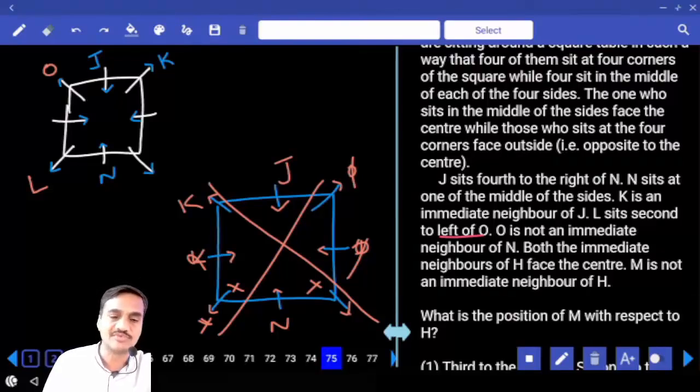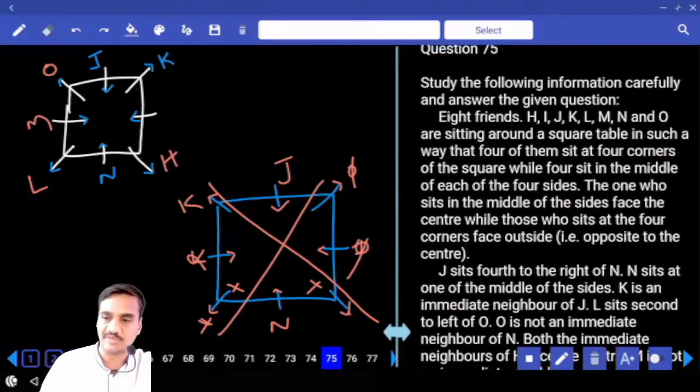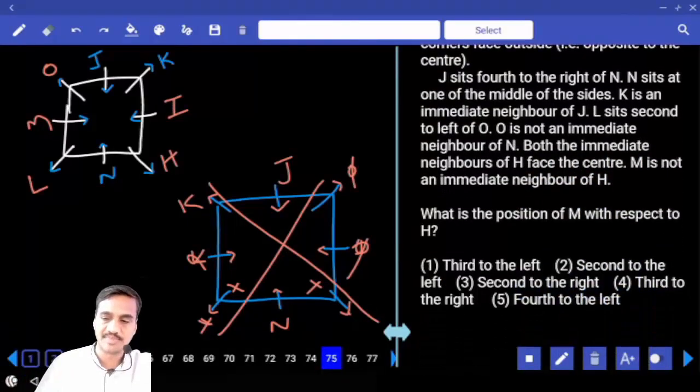Both the immediate neighbors of H is facing the center. Immediate neighbors of H is facing the center means H must be at the corner. Corner lo manaku khali undi ani cheppani, H is at the corner. Then, and M is not an immediate neighbor of H. M cannot be here, M is here. Now if M is here, tell me who is the person? H, I, J, K, L, M. And I is the person left out. And with the help of this one, what is the position of M with respect to H?